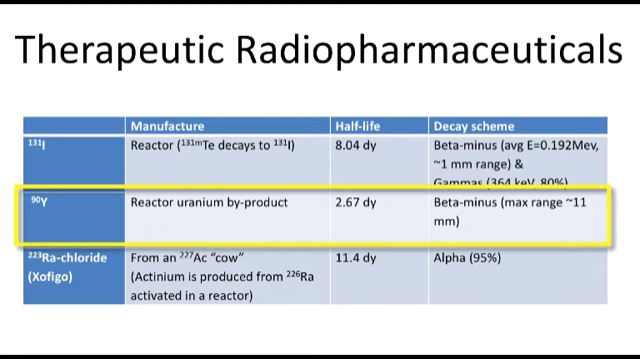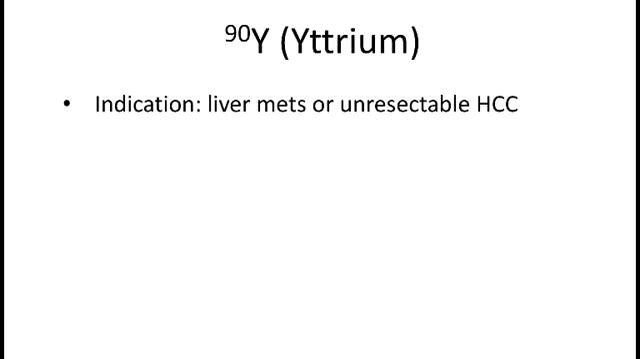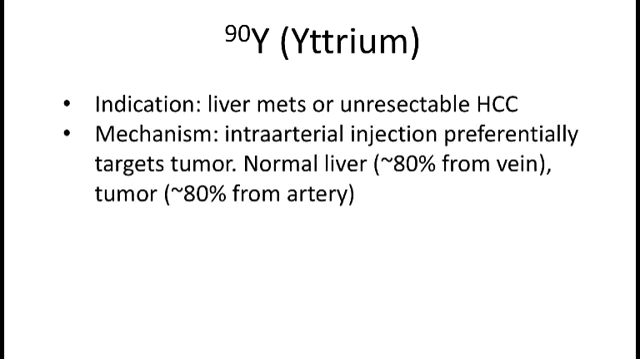radiopharmaceutical, yttrium-90. It's a byproduct of uranium in a reactor, and it again decays by beta-minus decay with a short half-life, 2.7 days. And these beta particles have a somewhat longer range in tissue, but it's still very localized. The indications for this type of radiopharmaceutical are liver metastases and unresectable hepatocellular carcinoma. It goes through intra-arterial injection, and that preferentially targets the tumor.